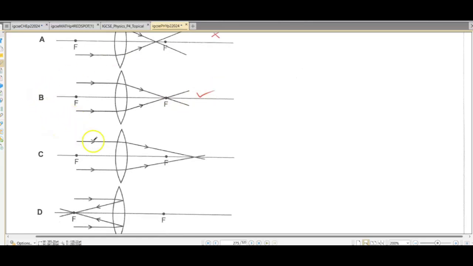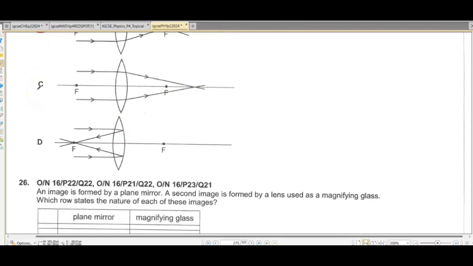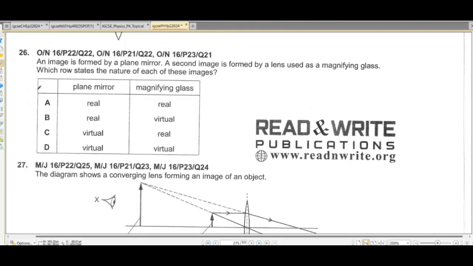Now for C, it is not passing through the principal focus, it is passing from a point way beyond that, and obviously this is also not correct. So B is the correct option over here as per ray diagram rules.